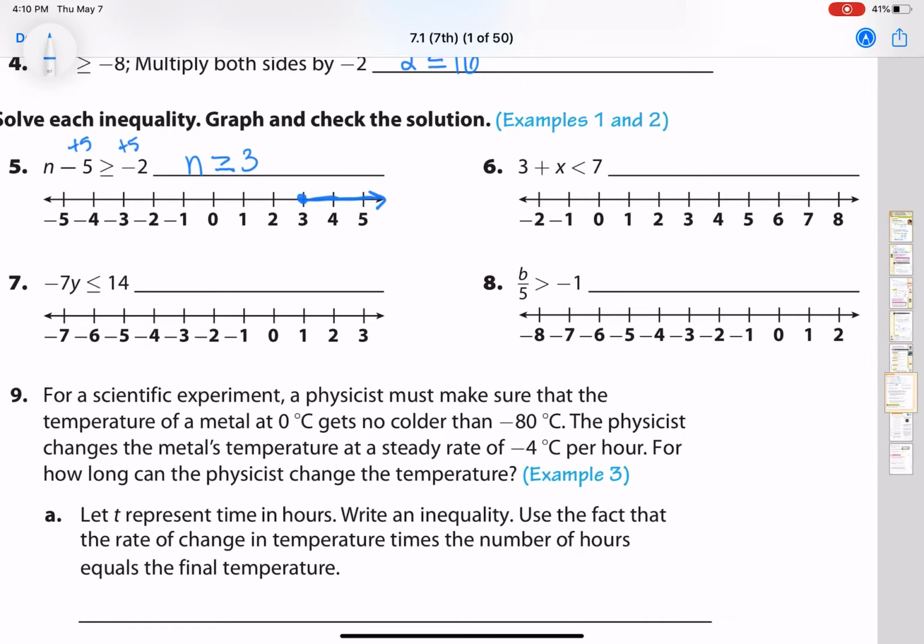Number 6, we are going to subtract 3 from both sides. So we have x is less than 4. So since this is only less than, we're having an open circle, and any number has to be less than 4, so we're going to the left of 4.